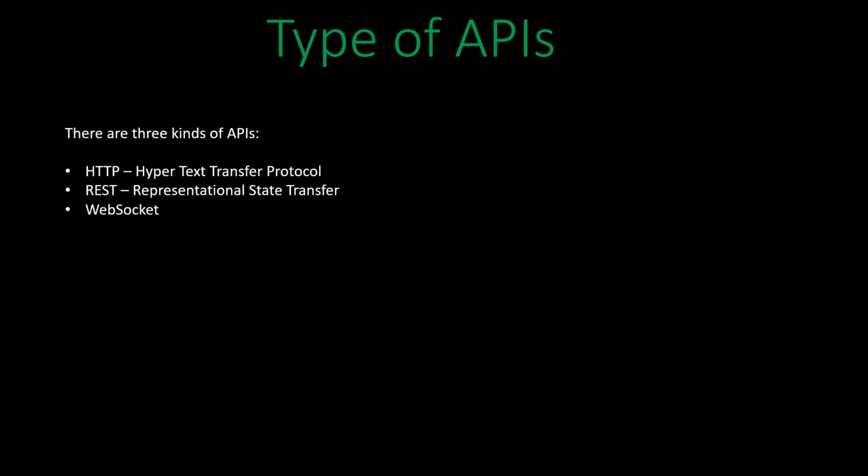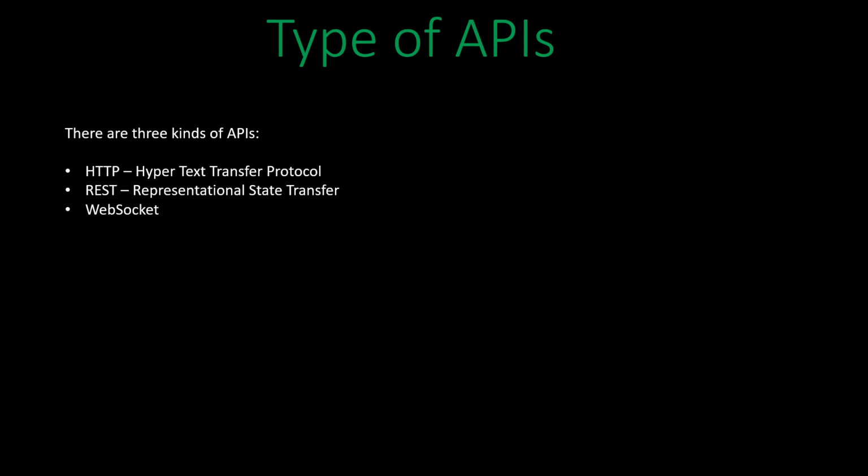So there are three kinds of APIs. HTTP. HTTP stands for Hypertext Transfer Protocol. HTTP APIs use the HTTP protocol for communication. The HTTP protocol defines how messages are structured and transmitted between clients, such as web browsers and applications, and servers.